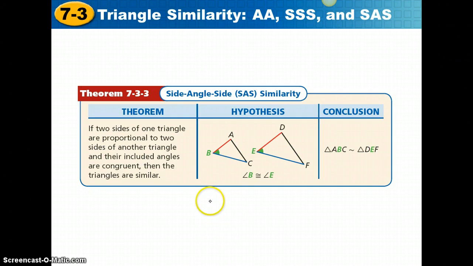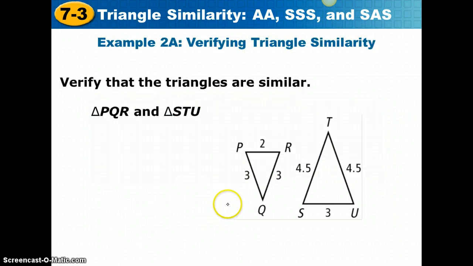We also have side, angle, side similarity. It says if two sides of one triangle are proportional to two corresponding sides of another triangle, and the included angles are congruent, then the triangles are similar. So in example 2a, we want to verify that these two triangles are in fact similar. And the order is important. The order gives you the corresponding sides and corresponding angles.